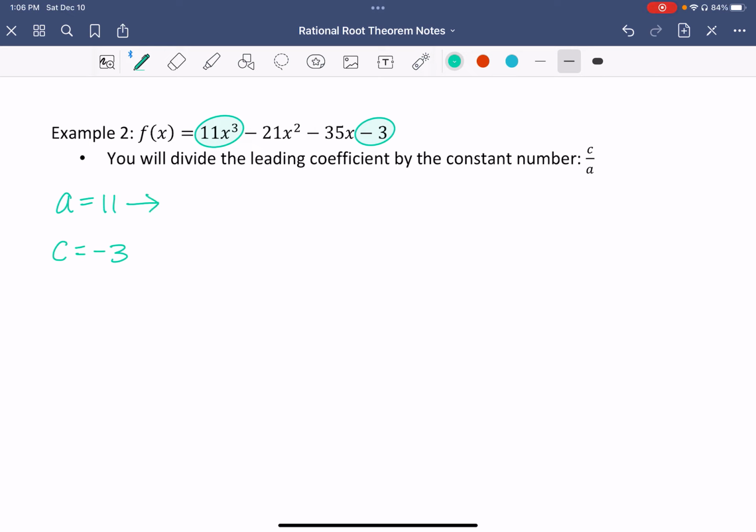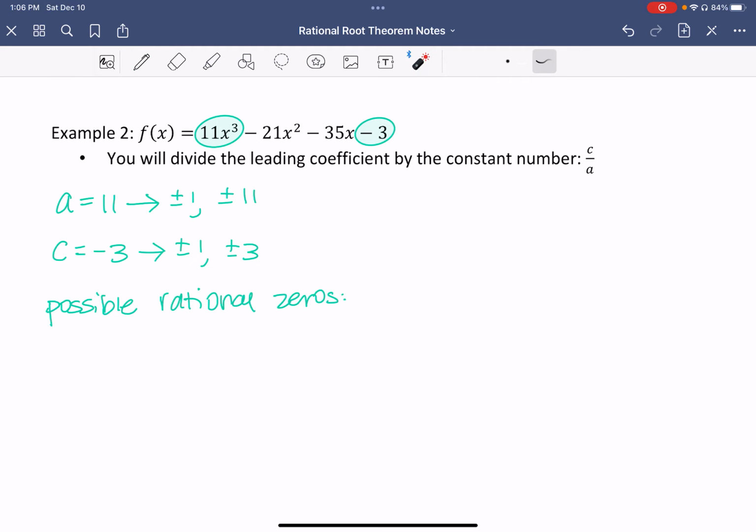So what numbers can you multiply to get 11? The only options there are 1 and 11, but again, we're going to do plus or minus. So it'll be plus or minus 1, plus or minus 11. Now for -3, the only numbers you can multiply to get 3 are 1 and 3. So plus or minus 1 and plus or minus 3. Okay, so now we're going to list the possible rational zeros. And we're going to divide C divided by A. Okay, so start with the first C and then divide all of the A's, and then do the second C and divide all of the A's. So that way you don't miss one by accident.